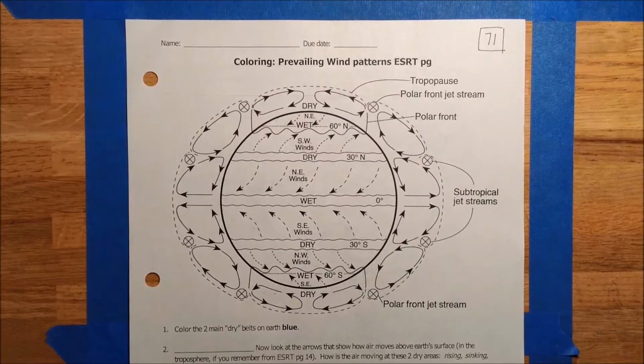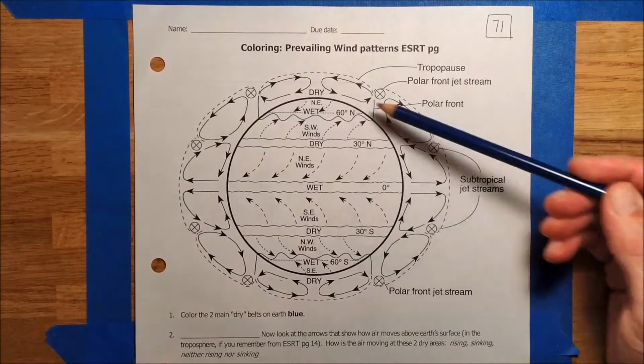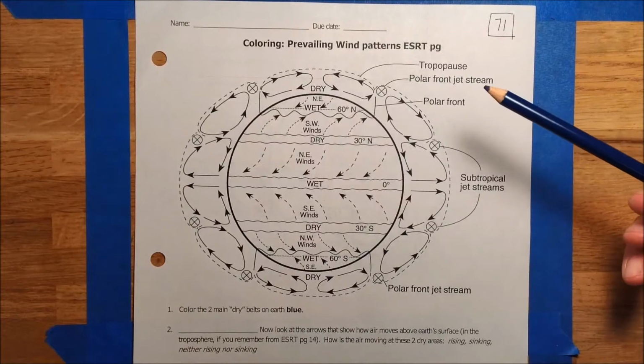Do some coloring. This is off the reference table. This is a difficult thing for a lot of kids, so let me try to explain what this is. Okay, so this is Earth, and it shows wind patterns.